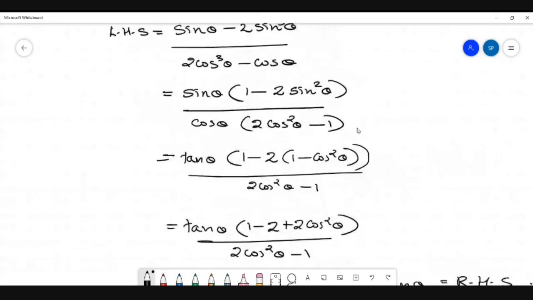Yeah. We have taken sin theta outside, sin theta into 1 minus 2 sin square theta. Then we change the sin square in terms of cos square, that is 1 minus cos square theta. And we get sin theta by cos theta here as tan theta. Now, when you remove the bracket multiplying with the minus 2, it is arranged like this. So it becomes 2 cos square theta minus 1, that is getting cancelled.